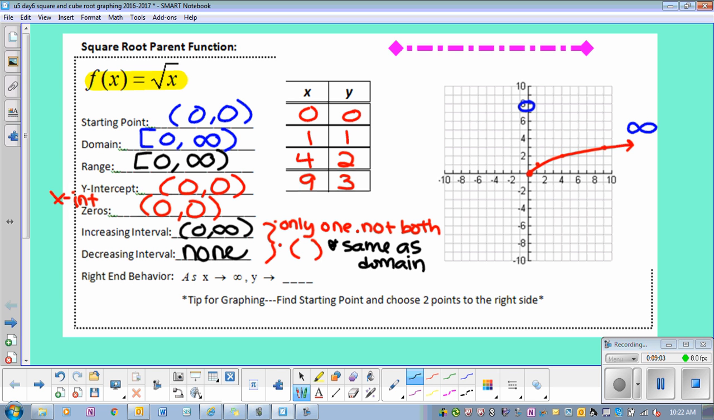And then let's look at the right end behavior. For these, you only have one arrow. That means you only have one right arm that's doing something. Here, what is this right arm doing? Is it going up or down? Up. And we know that it's going up to infinity because it's above the starting point. Okay? Up to infinity. There we go.